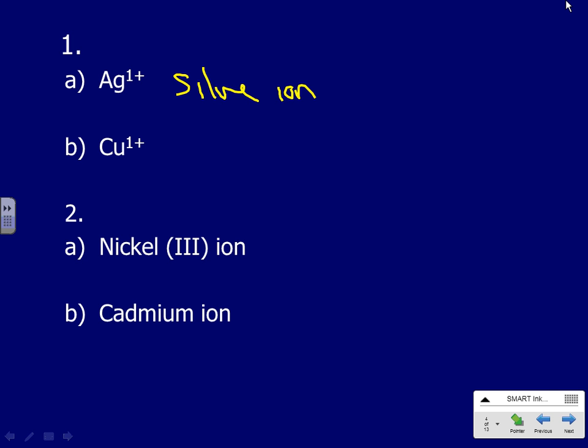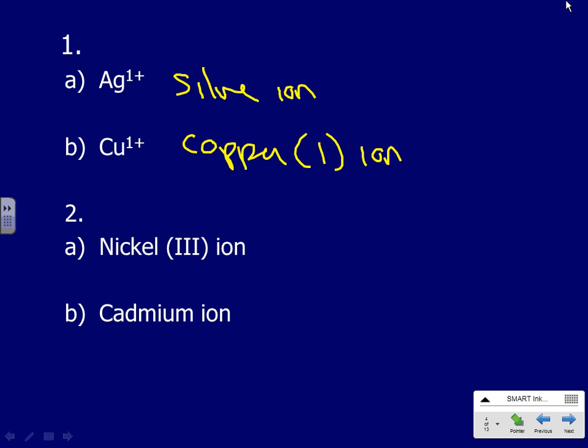More than one choice. Yep, we're getting some nods. So what's that one going to be called? Let's go hands up on this. What's that one going to be called? Yeah, Christopher? It's a copper 1 ion. Copper brackets 1 ion. All right?